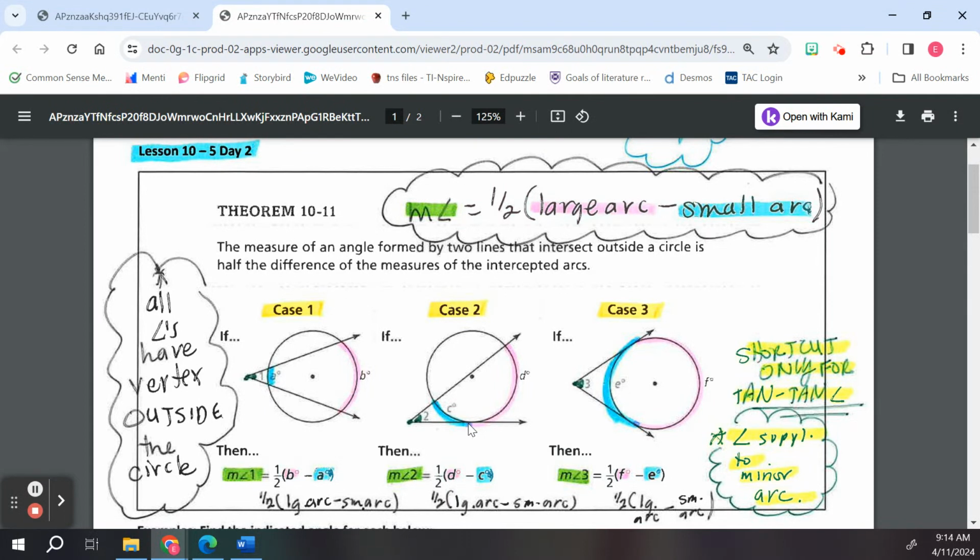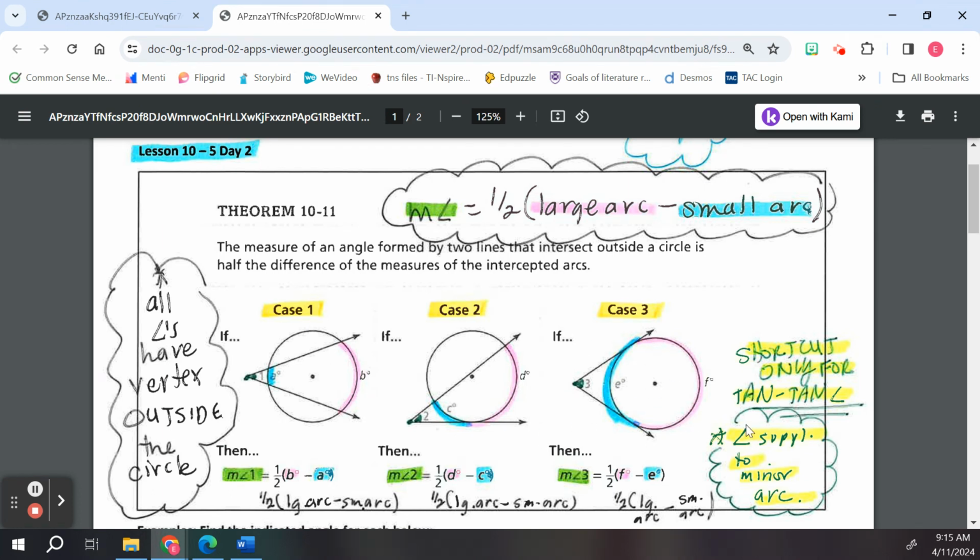This is known as a secant line. So you know a tangent line hits at one point, chords stay inside and hit the circle in 2 points. A secant line is a line that goes through the circle, hits at 2 points, and keeps going. So this is an example of secant secant. This is an example of secant tangent. This is an example of tangent tangent.